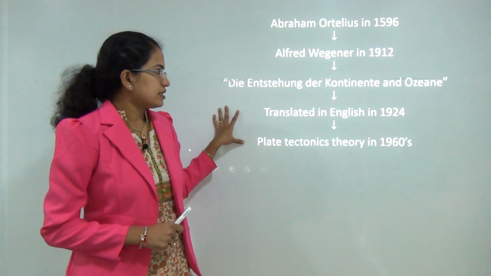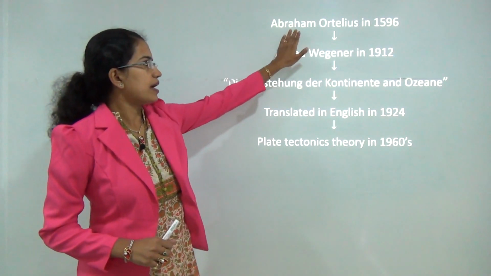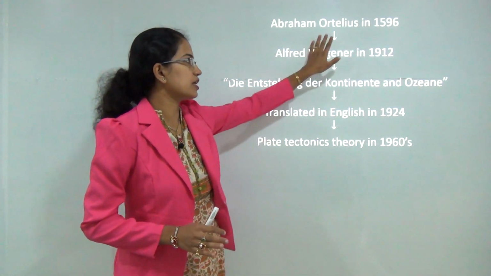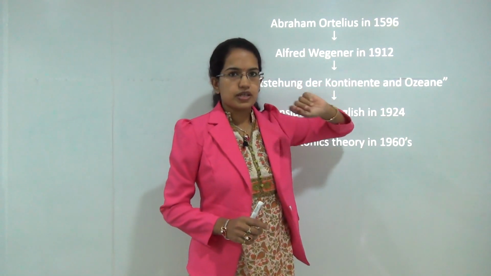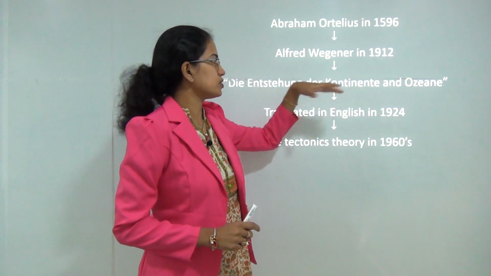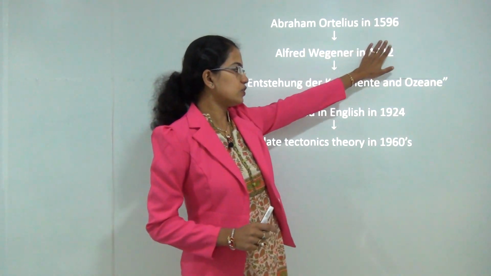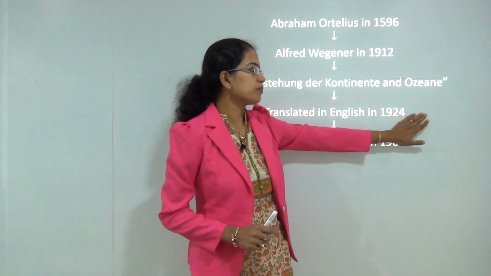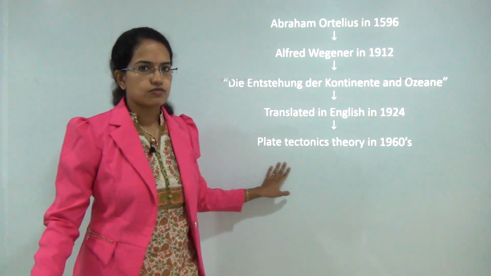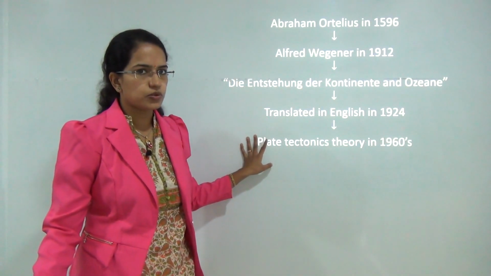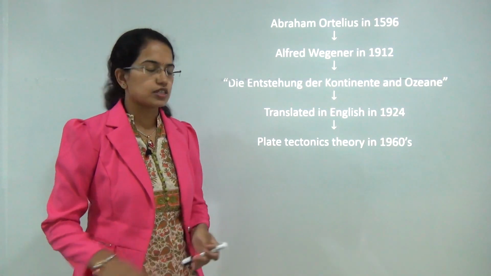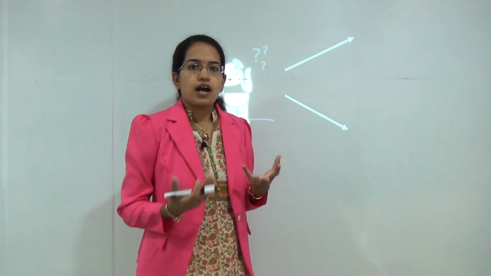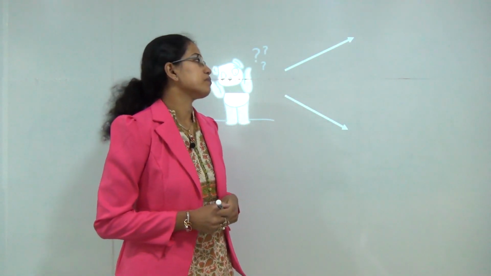The continental drift theory was initially propounded by Abraham Ortelius, a very rarely known name when we talk about continental drift. However, the main theory was propounded by Wegener in 1912, and the English version of this was translated in 1924. Later on, plate tectonics, as I said, was adopted as the most acceptable theory in the field of origin of Earth. Now, there was a question of how continents evolved over time.